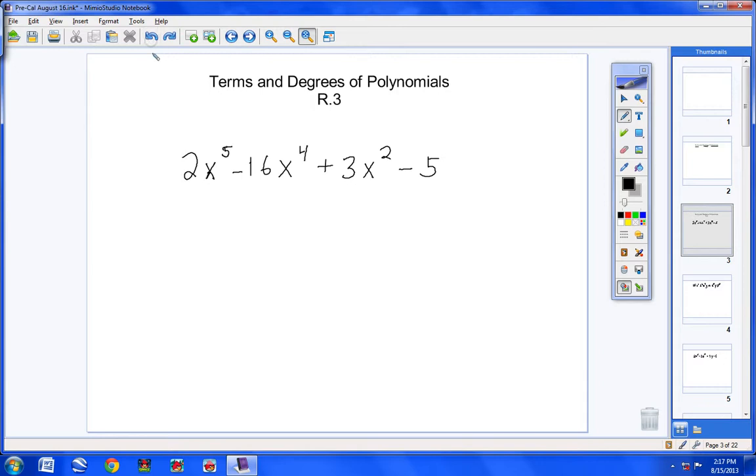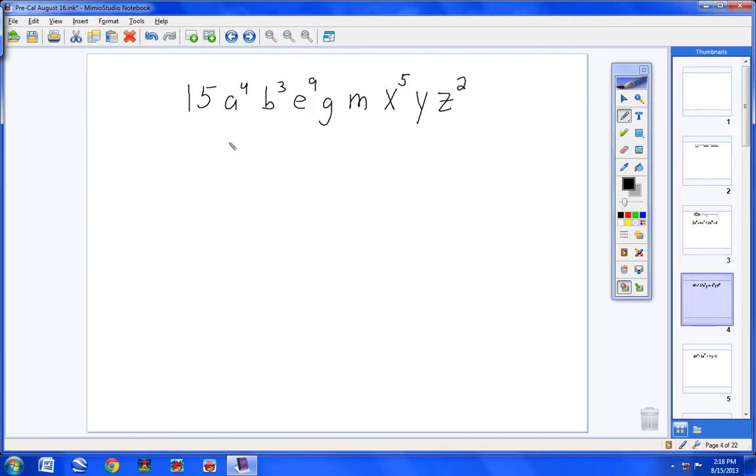Let's go ahead and get started with this first problem, please. Actually, this is not a problem. I want to go over really specifically what a term is. So I do want you to write this in your notes. Again, you'll have to pause the video a lot. I'm going to go fast, but go ahead and copy this in your notes, please. 15, a to the 4th, b cubed, e to the 9th, gmxy, x to the 5th, yz squared.